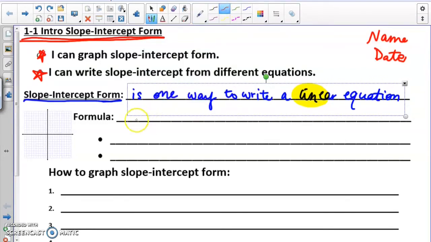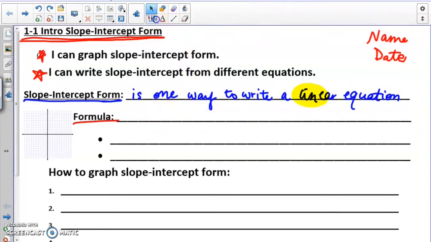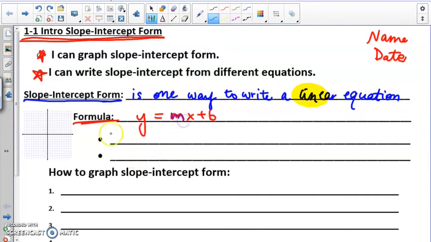Now, our slope-intercept form formula is y equals mx plus b. Two of the most important parts are our m, and m is slope. Slope for us is going to be rise over run. There are four different types of slope: positive, negative, slope of 0, and undefined slope.